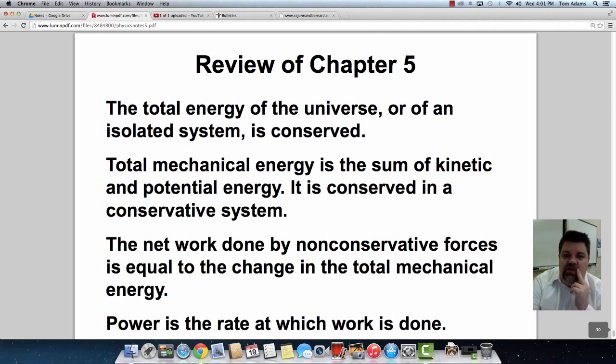Now, I don't remember if I said this or not, but all energy that ever will be has already been created and it will never be destroyed. It can only be transferred. So that's what we mean by the total energy in the universe. All right. And so the total mechanical energy is the sum of the kinetic and potential energy. It is conserved in a conservative system. However, the net work done by non-conservative forces is equal to the change in the total mechanical energy. Power is nothing more than the rate at which work is done over time.